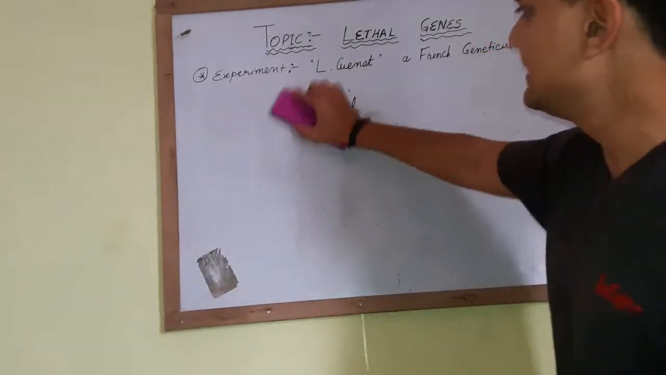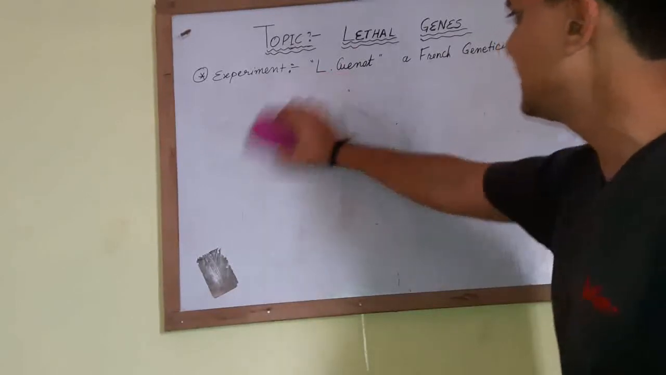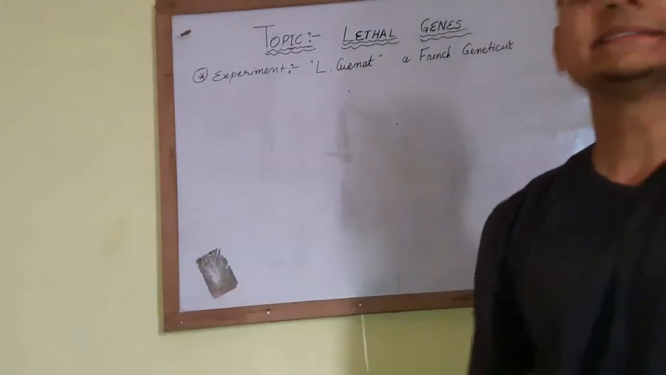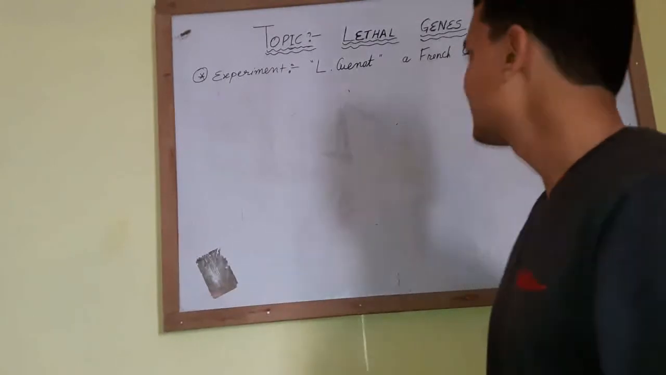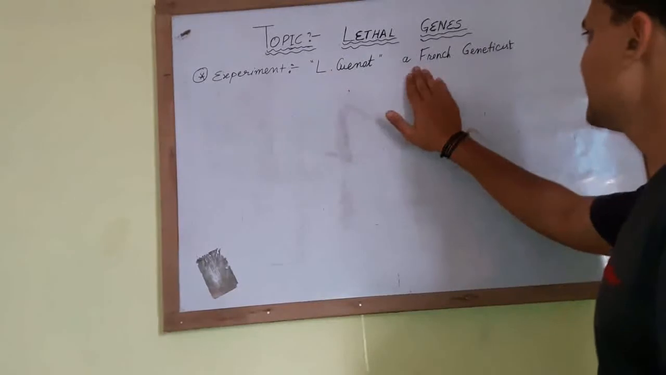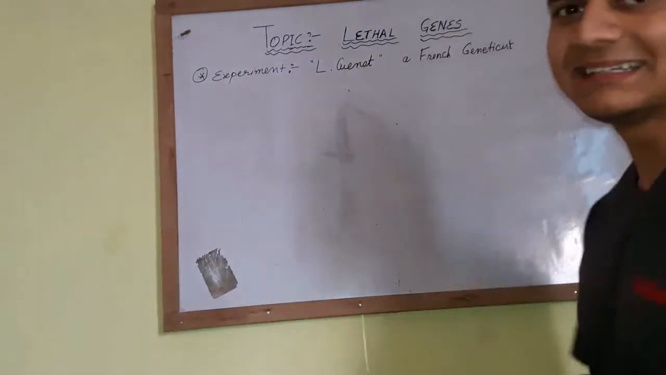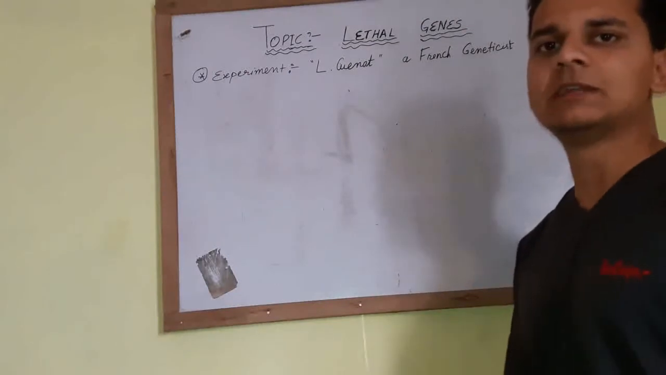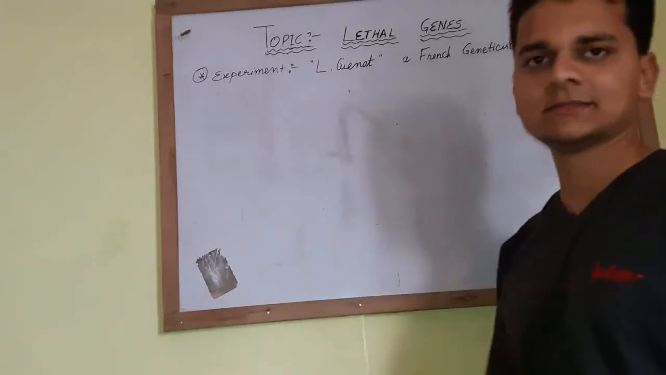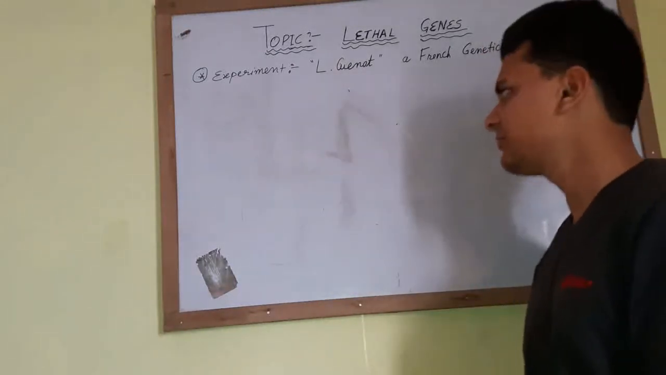To understand lethal genes, we have to understand an experiment. The experiment was done by Lucien Cuénot, a French geneticist, to demonstrate lethal genes. Let's talk about what the experiment was, very quickly.